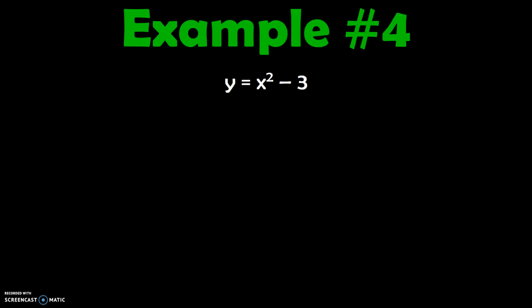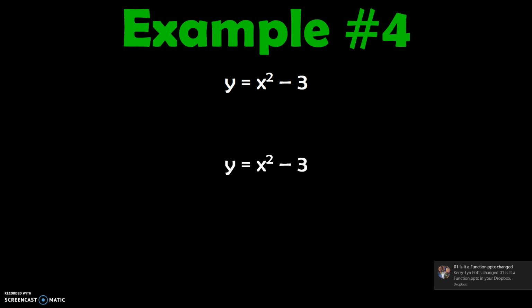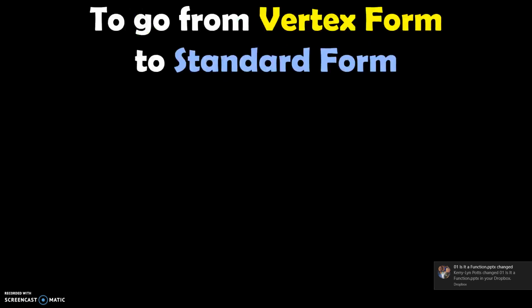Last example here, we have y is equal to x squared minus 3. Well, if I wrote out x times x, it wouldn't help us do anything. So it's just x squared minus 3. The standard form, in this case, and the vertex form are going to be the same.